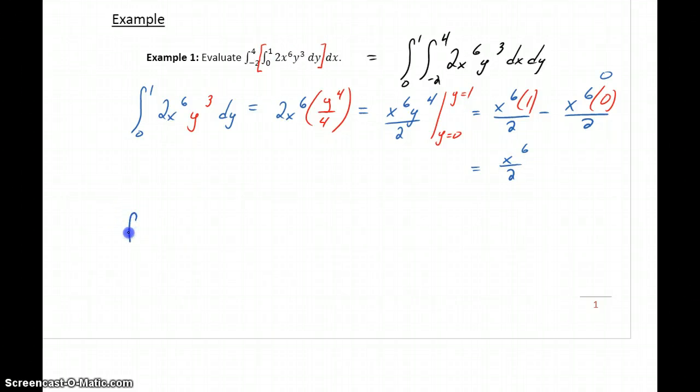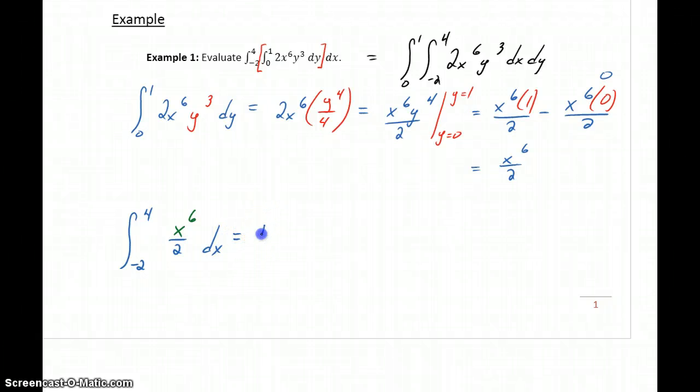So now the remaining part of the problem that we have to evaluate is the integral from -2 to 4 of whatever this expression came out to be, which is x to the sixth over 2 dx. So now we're integrating with respect to x. So if we want, we could highlight the variable portion to ourselves. But really what we're down to is a definite integral with only one variable. So this is exactly like previous integral problems that we've encountered.